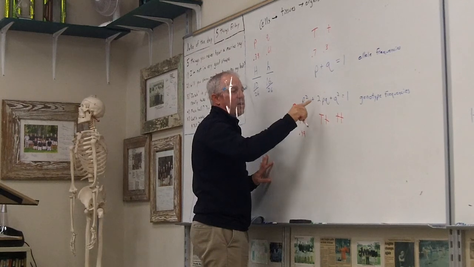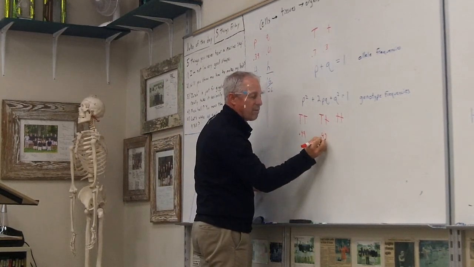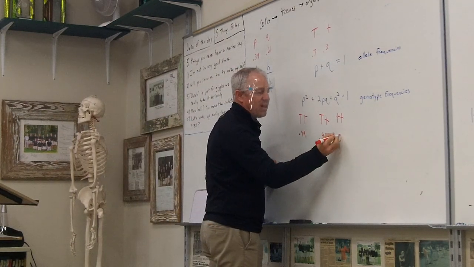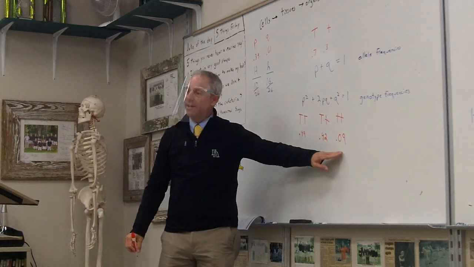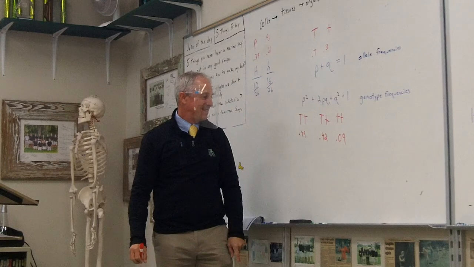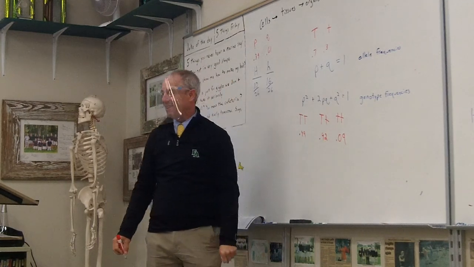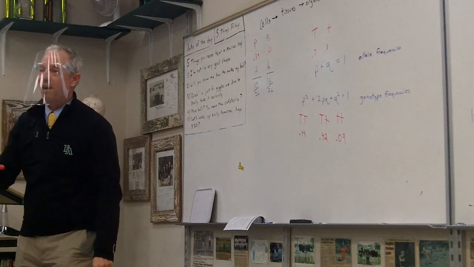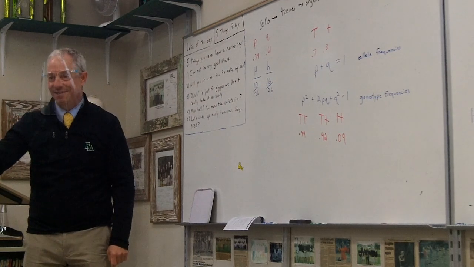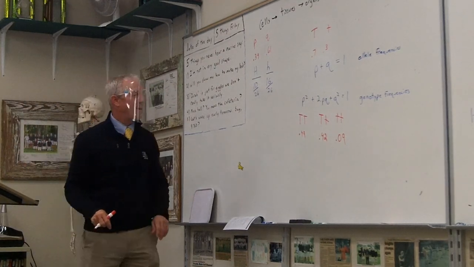What is big T, little t? 2 times 0.7 times 0.3. You can use a calculator. I can do it in my head. That's 0.42. Here's the hard one. What's 0.3 times 0.3? 0.09. A lot of people put 0.9. But it can't be 0.9, because it all has to add up to 1. 0.49 plus 0.42 plus 0.9 would be way over 1. Plus 0.09 would be 1. What's 0.1 times 0.1? 0.01.